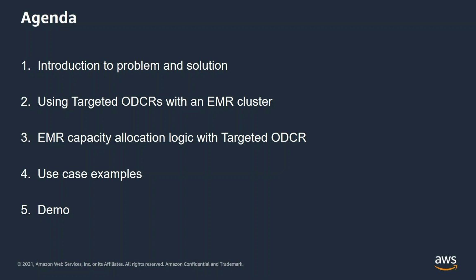I'll review the steps to take in AWS to use targeted ODCRs with EMR. I'll talk about the capacity allocation logic that EMR uses with targeted ODCRs. I'll walk through two example use cases, then I'll do a quick demo to show it in action.